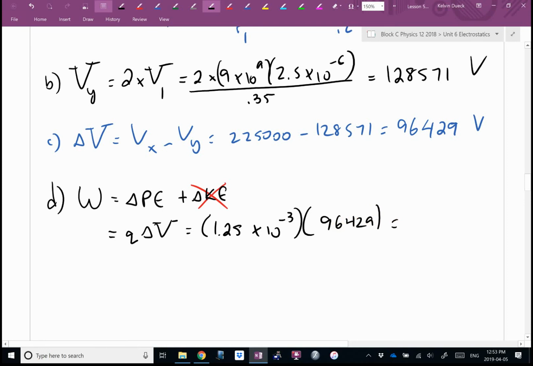How much energy would it take? This is also nice because in terms of relative to 0 at infinity, this took care of all that for me. What'd you get? 121 joules? Anybody else?